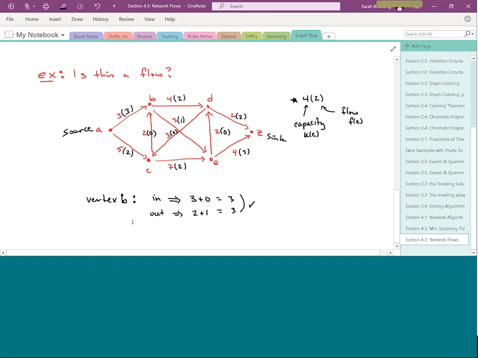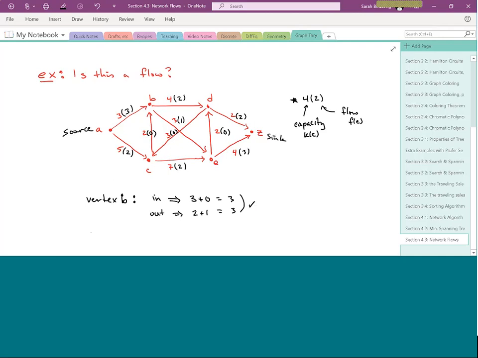And the other thing you check is the total outflow from the source equals the total inflow from the sink. And the third thing you check is you make sure that all the flow numbers are between 0 and whatever the capacity is or the weight is on each edge. Okay? So this one should be an example of a flow. Okay? But that's it for today.